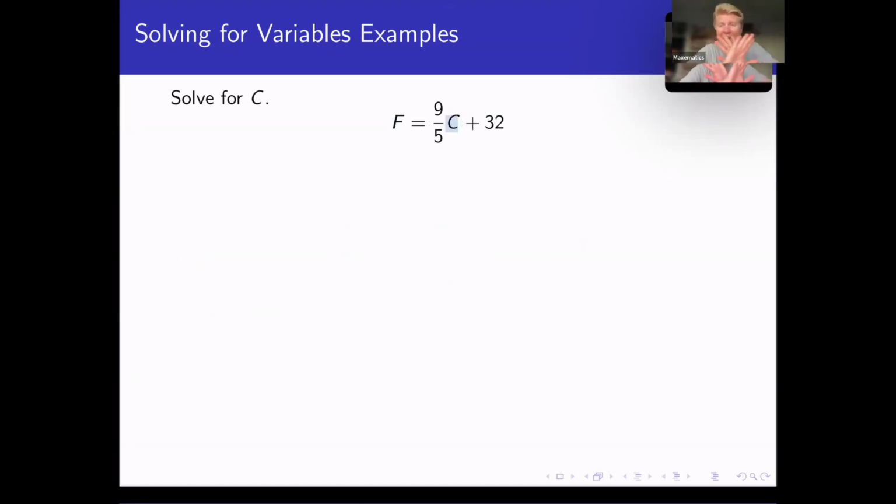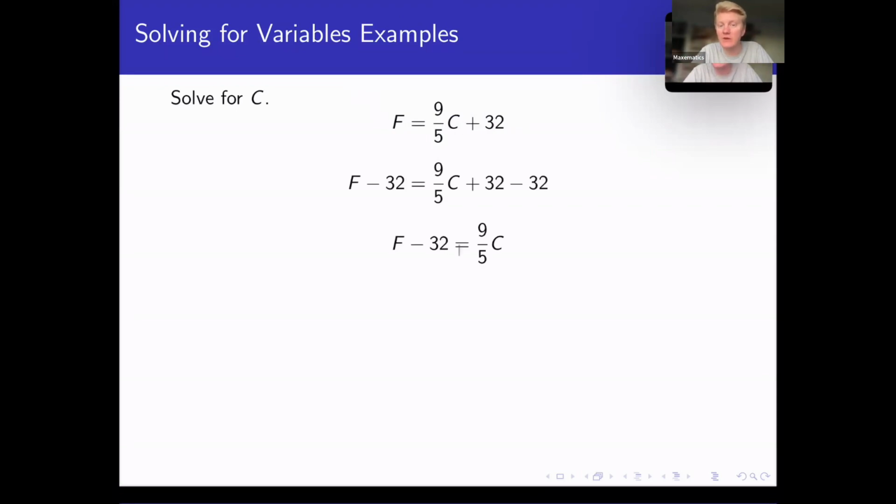So treat everything else as a number. Okay, so Fahrenheit, I understand that that's a variable, but let's just treat it like it's a number. Maybe not a number that we can combine, but let's just treat it like a number for right now. Well, if we wanted to get C by itself, you would start by subtracting 32 on both sides.